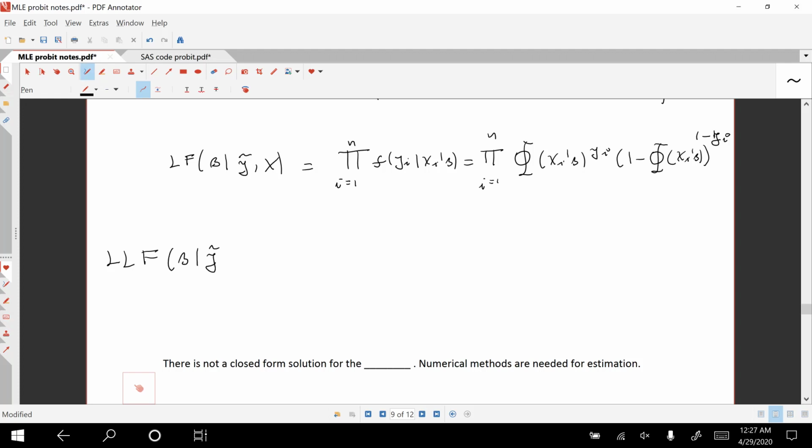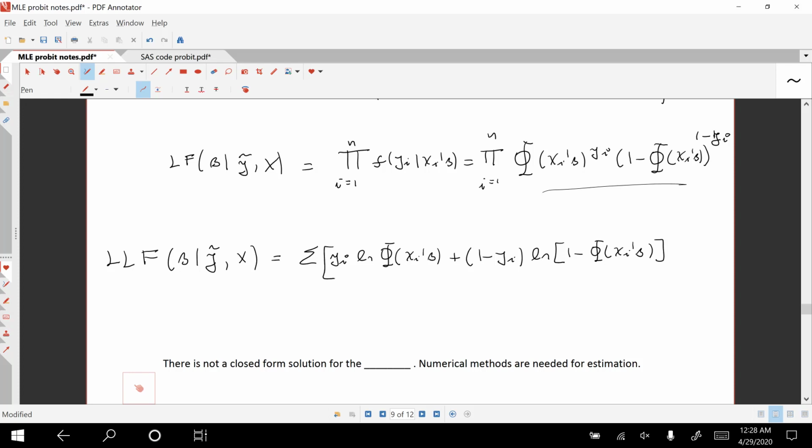Beta conditional on y and x, those are all the values of y and all the values of x. If we take the natural log of this expression, that's going to be equal to the sum of yi times the natural log of the standard normal CDF evaluated at those values, plus 1 minus yi times the natural log of 1 minus, again, the standard normal cumulative density function. And we have our log likelihood function.